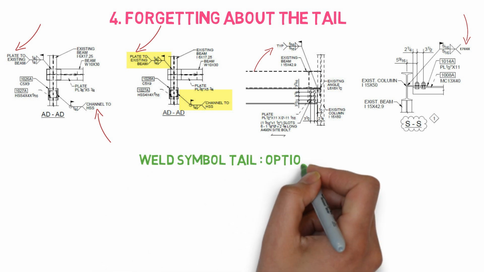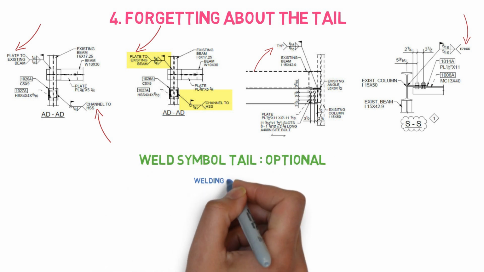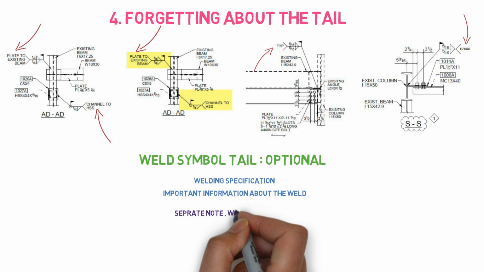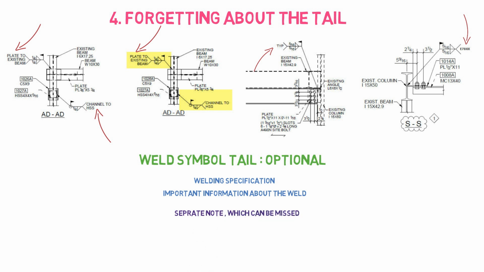Sometimes the welder ignores the tail and doesn't follow what is written or conveyed by the design engineer, and in that case there is a possibility that he may miss important information. So the weld tail is an essential part of the welding symbol, and if there is information strictly mentioned in the tail, a welder must follow it, and a welding inspector should also consider it during their inspection.